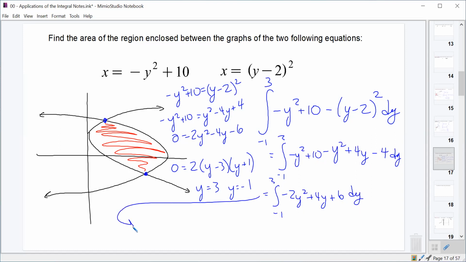We'll just kind of go over here. That's negative 2/3 y cubed plus 2y squared plus 6y. And we'll evaluate that from negative 1 to 3, which is going to give us, let's see here. If we plug in 3, that ends up being negative 18, and then plus 54, and then plus 18.